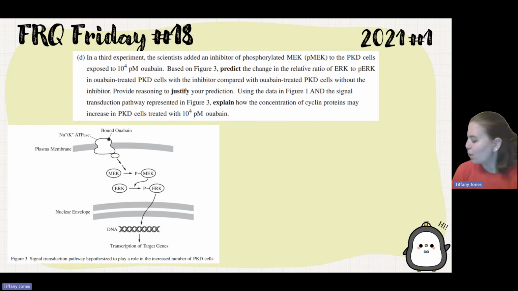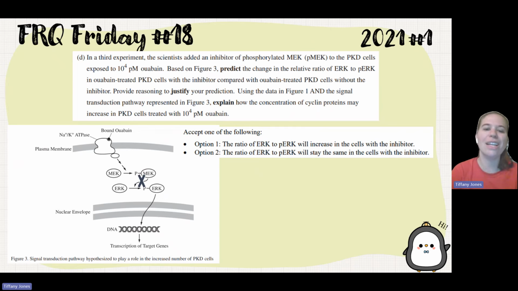So in a third experiment, scientists added an inhibitor, which is phosphorylated MEK, which is PMEK, to the PKD cells exposed to 10^4 albumin. Based on the figure, predict the change in the relative ratio of ERK to PERK in albumin-treated PKD cells with the inhibitor compared with albumin-treated PKD cells without the inhibitor. Provide a reason to justify the prediction.